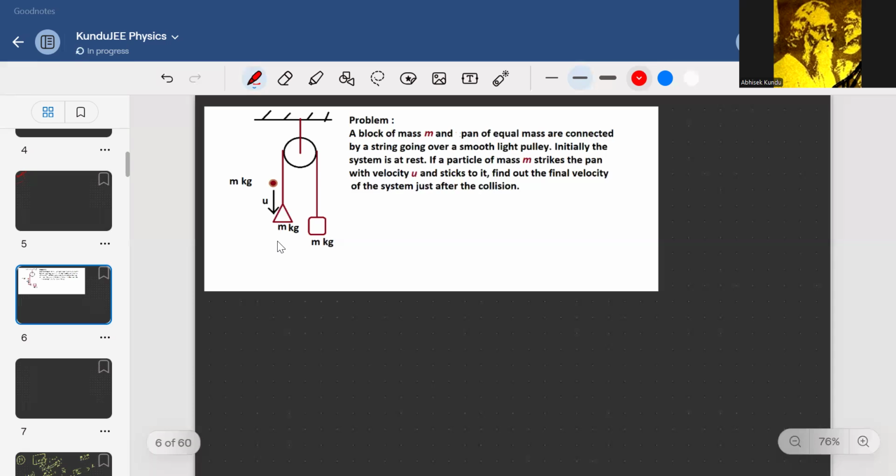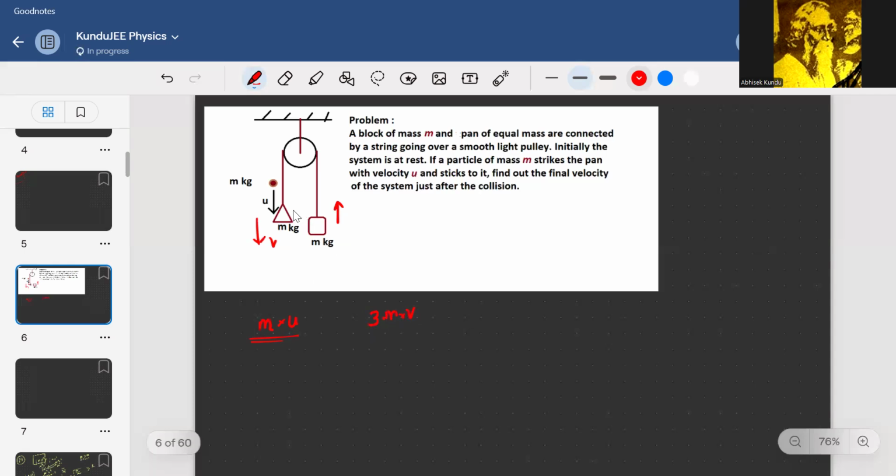So what is the initial momentum? Before the particle hits this pan, what is the momentum? m into u. And what is the final momentum? If it sticks to it, the entire system is moving with velocity v downward, this block will also move upward with velocity v. The total momentum of the system after the collision is 3 into m into v.